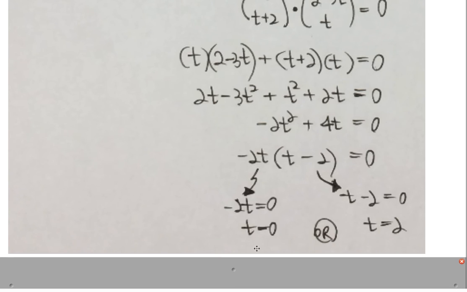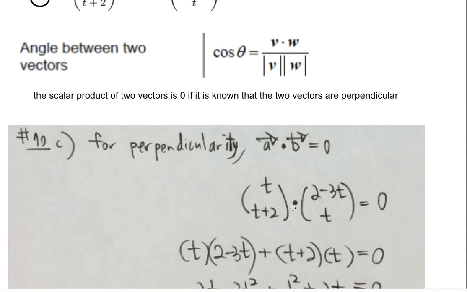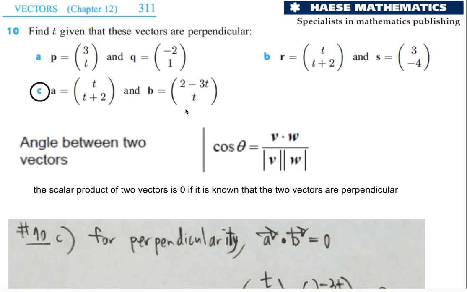And there you have it. For those two values of t, we know that the given vectors are perpendicular.